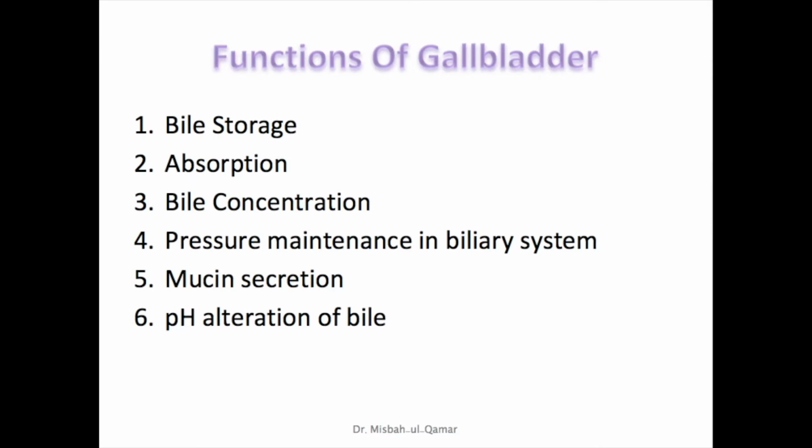The pH of bile is decreased from the usual 8 to 8.6 to 7 to 7.6. So we can say that it becomes less alkaline when it is stored in the gallbladder.